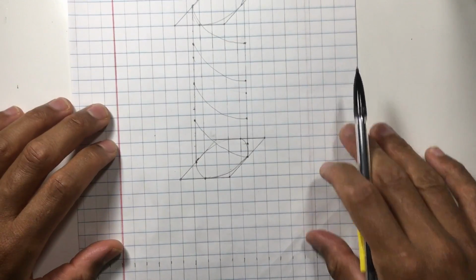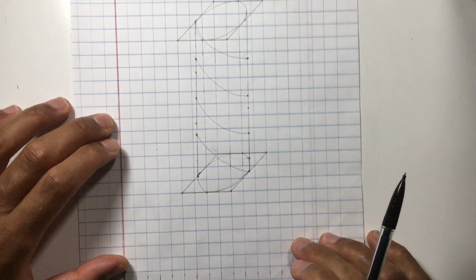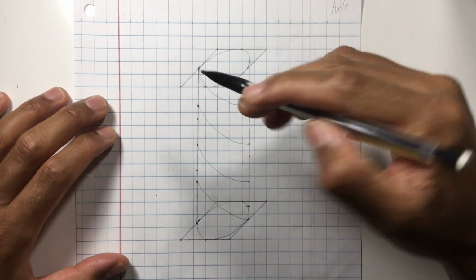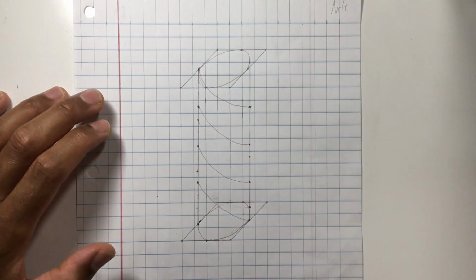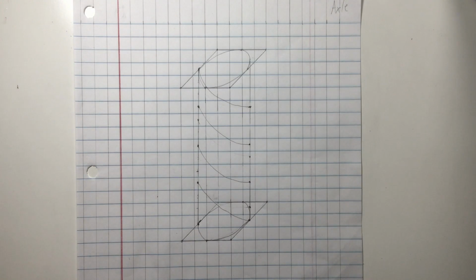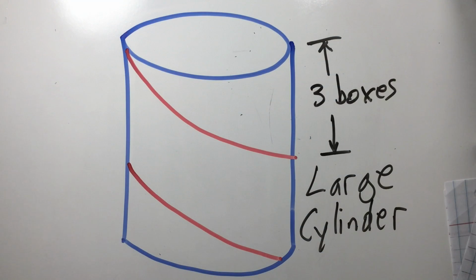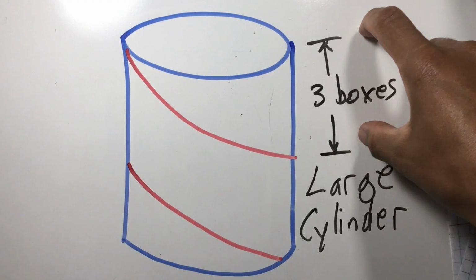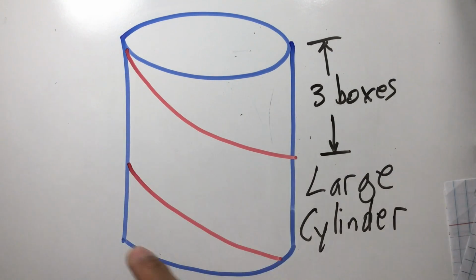So we have this almost like a barbershop type pole. All right, so this is the small cylinder. We're going to do the same thing for the large cylinder. We're going to space out our threads by 3 boxes, and we're just going to make little threads here, little rungs.